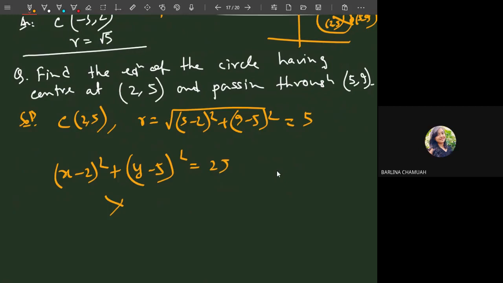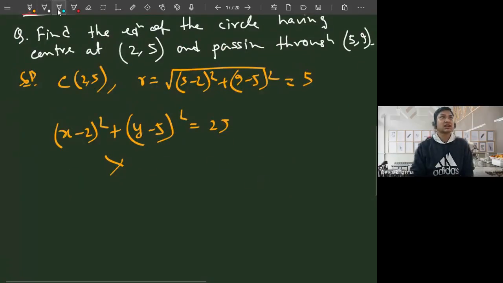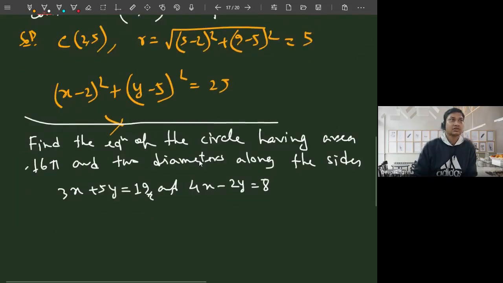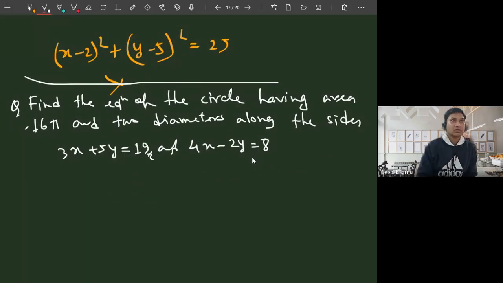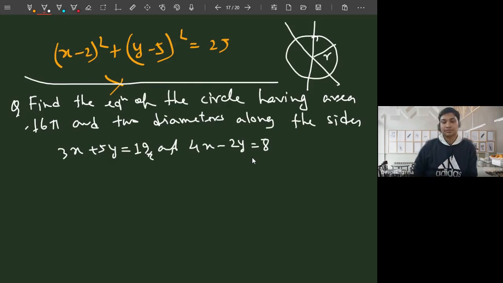Yes, sir. Let us consider another question. First try to understand the question. What is given? The area of the circle is given, and the equations of two diameters are given. The radius is not given, even the center is not given. Can you find the radius and the center?